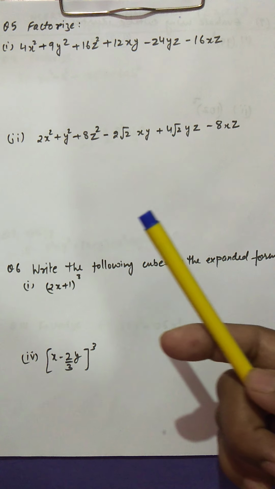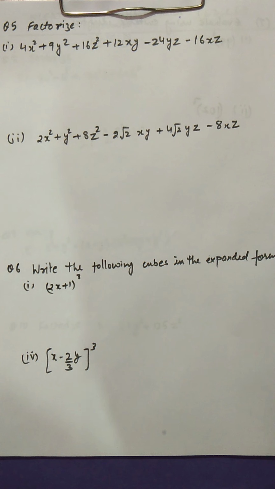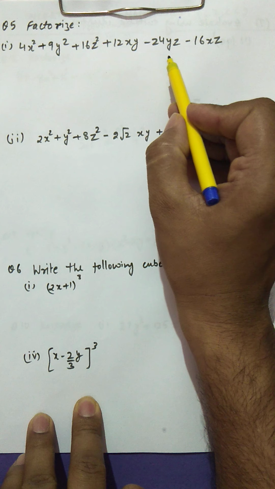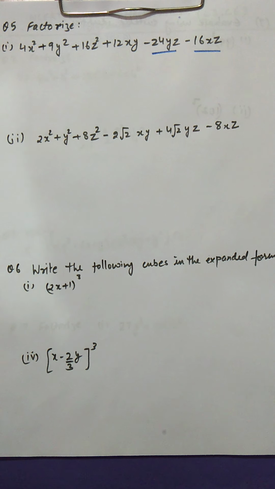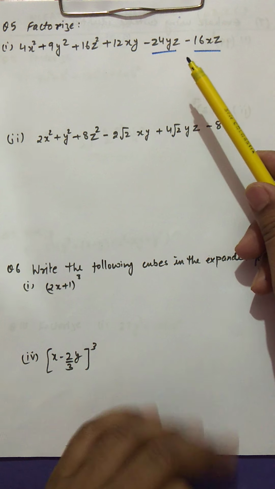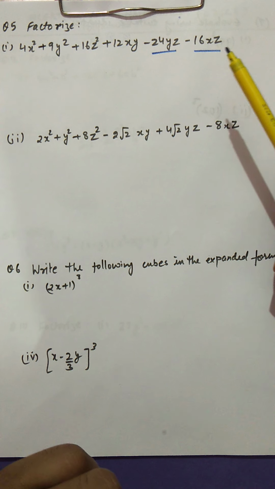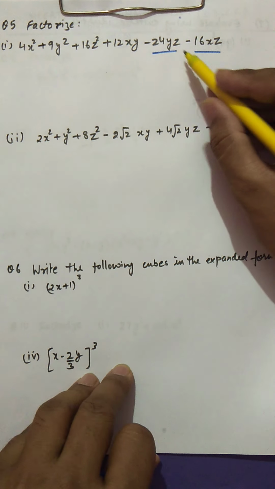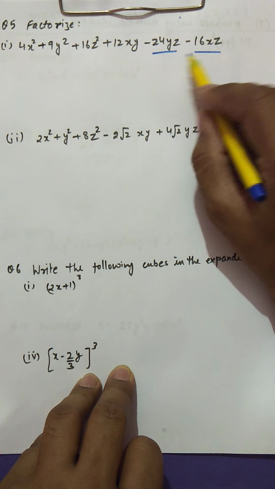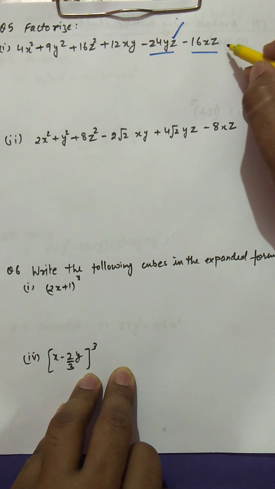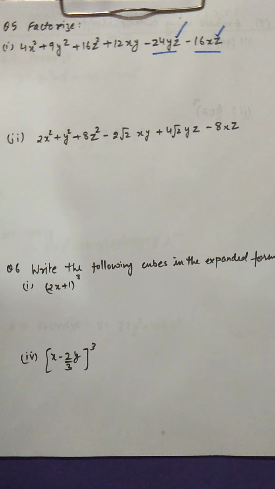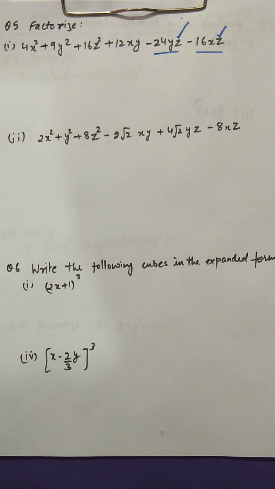So this is 4x square plus 9y square plus 16z square plus 12xy minus 24yz and this is minus 16xz. Now you have to clarify one thing. See, underline all the terms which are negative. You can see that here minus 24yz is negative and this minus 16xz is negative. Now from these two, see which is the common element that has come in both. So you can see that z has come in this term also and z has come in this term also. So it simply gives us the indication that the z term is going to be negative.